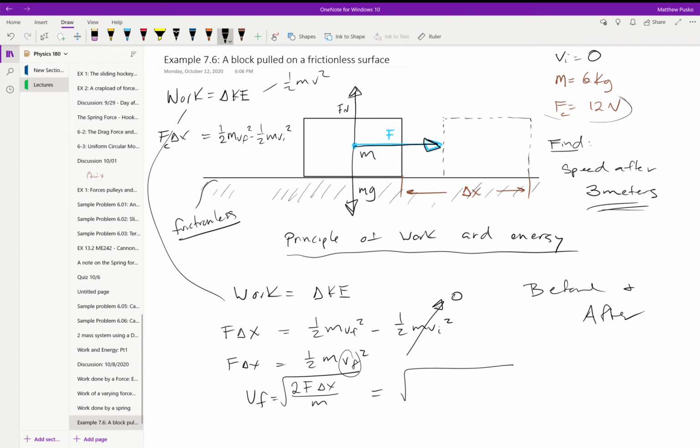We can crank this number out now. We have 2 times the 12 newton force times the displacement, 3 meters, and we know the mass, 6 kilograms. We get the speed as 3.5 meters per second. Ta-da! No kinematic equation needed. If you remember, this whole derivation did come from F is equal to ma, and then us manipulating the acceleration, putting the dx portion over here, integrating, etc. So it did come from Newton's second law, but less steps. We typically get to do things with less steps with principles of work and energy and the conservation of energy.